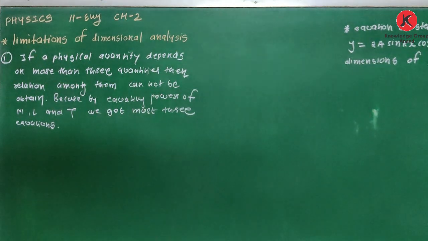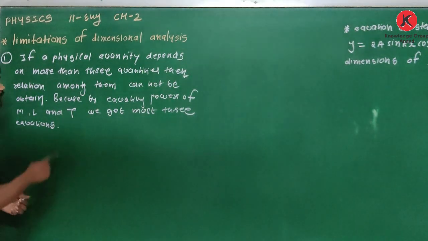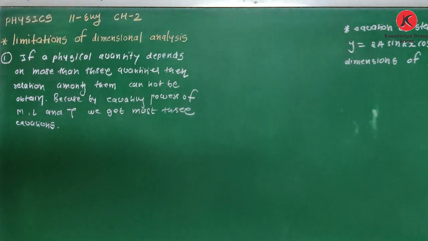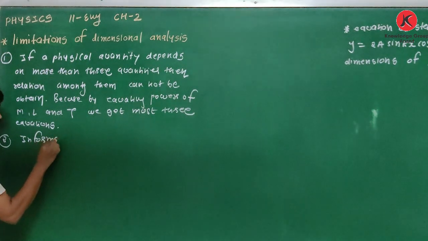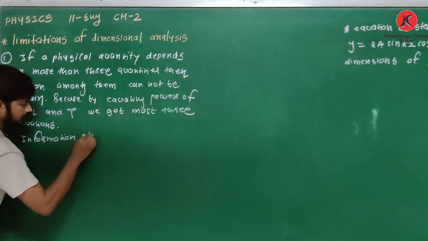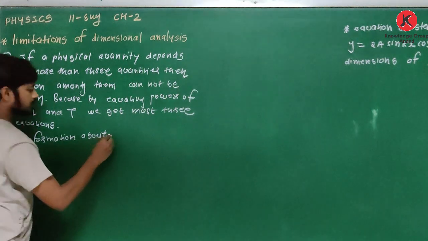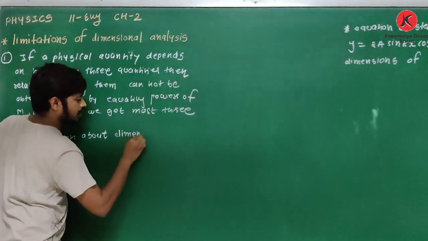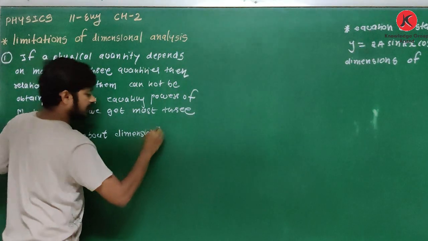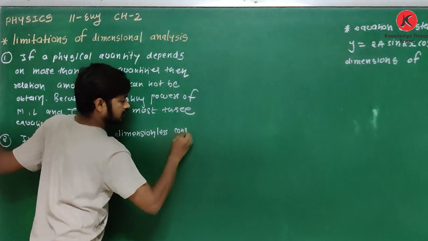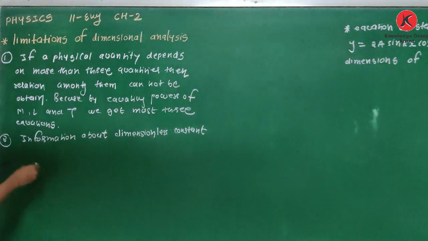If a physical quantity depends on more than three quantities, the relation among them cannot be obtained, because by equating powers of M, L and T, we get at most three equations. Second one, information about a dimensionless constant cannot be obtained.